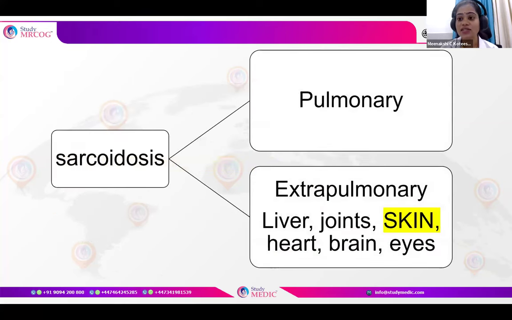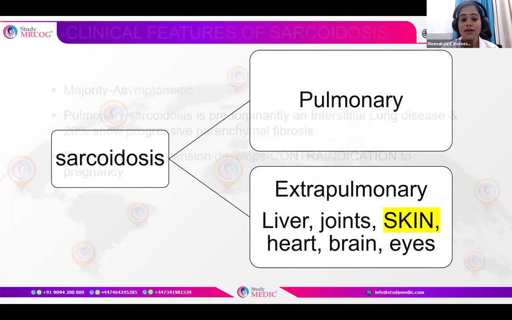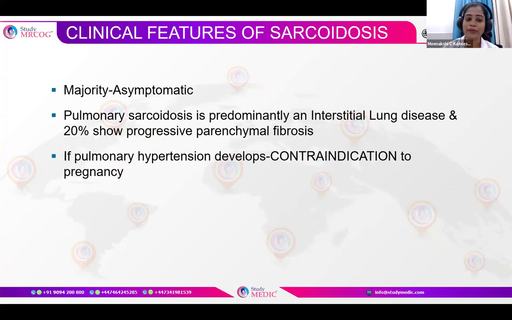In sarcoidosis, we have different manifestations. It can be pulmonary and extrapulmonary. Normally they are asymptomatic, but when they are symptomatic, more than 90% present with pulmonary symptoms. Extrapulmonary, it can affect the liver, joints, heart, brain, eyes, and most importantly the skin, which is the most common extrapulmonary site.